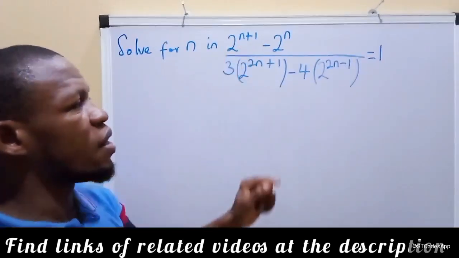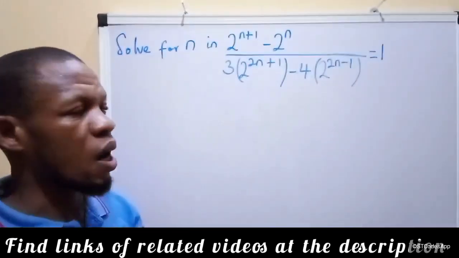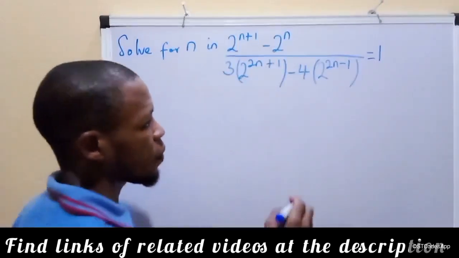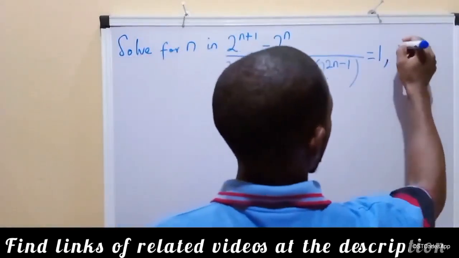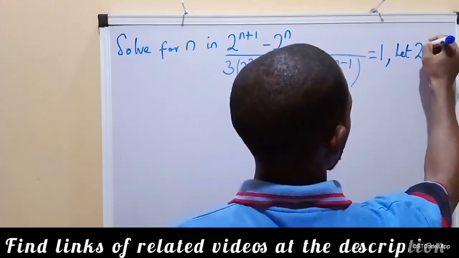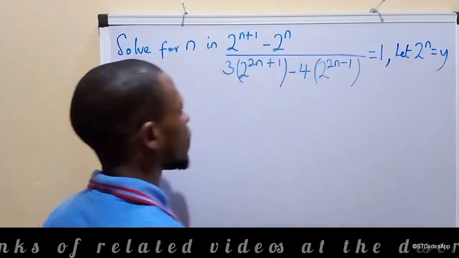We are going to assume 2 raised to the power n to be equal to y. Let 2 raised to the power n be equal to y.